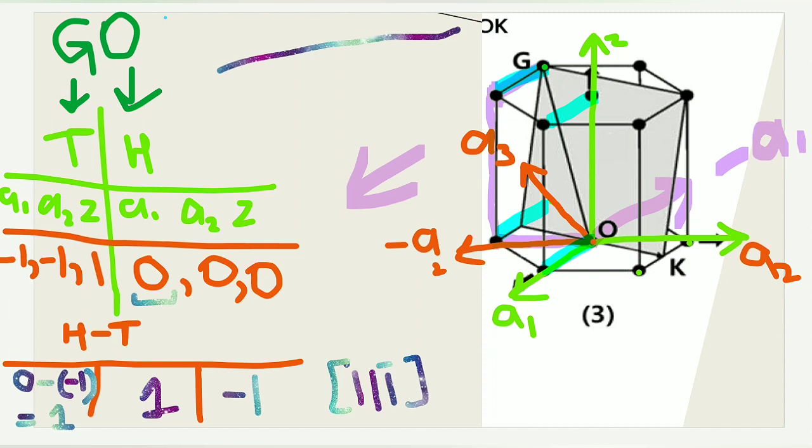Now we need to calculate for OK. And this K point is just at the middle. Okay, it's just at the middle. Let me remove some points here, because we'll clarify.